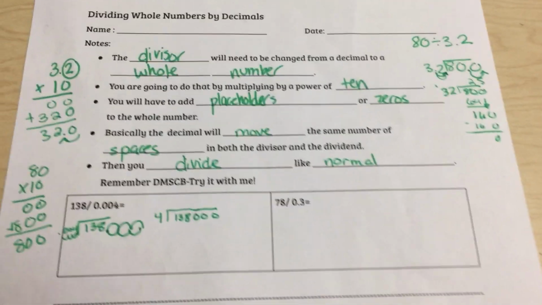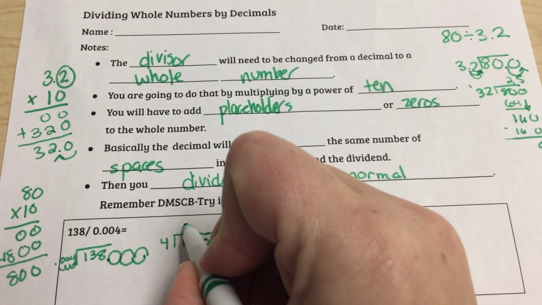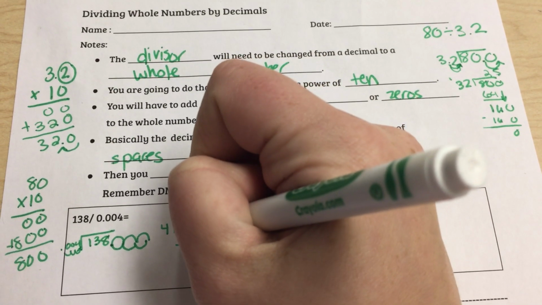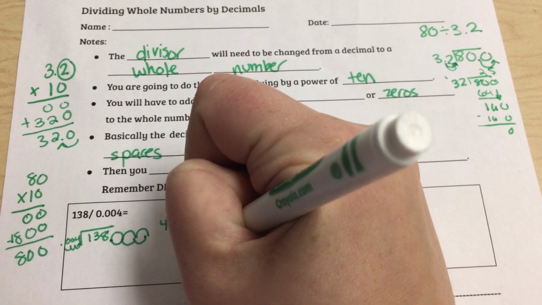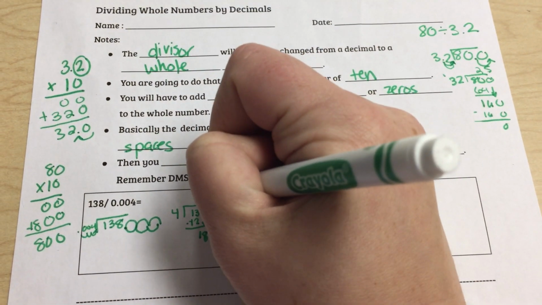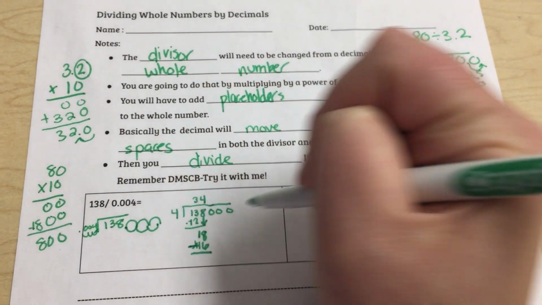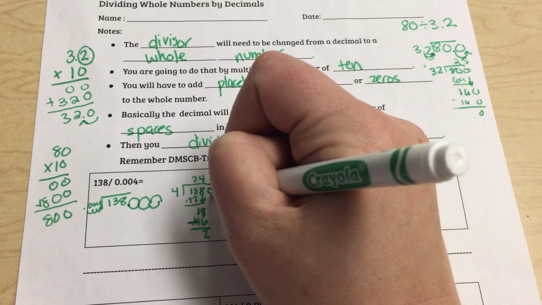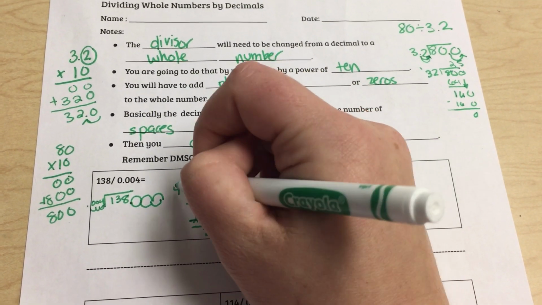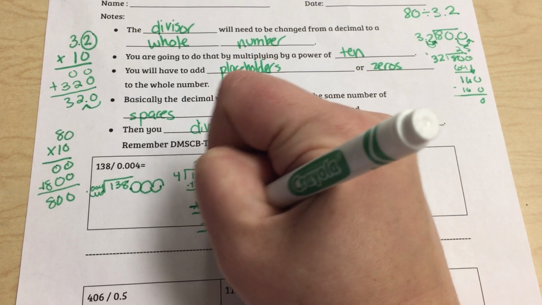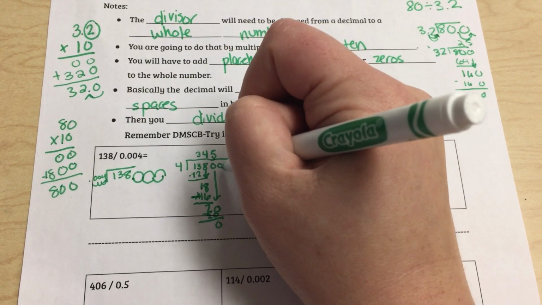So now I'm going to divide like normal. 4 goes into 13 3 times. You're going to get 12. You're going to subtract and get 1. Bring down the 8. 4 goes into 18 4 times. Multiply, you get 16. You're going to subtract. Get 2. And bring down your 0. 4 goes into 20 5 times. 5 times 4 is 20. When you subtract, you get 0.